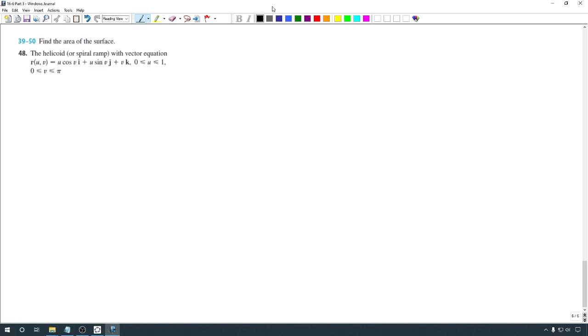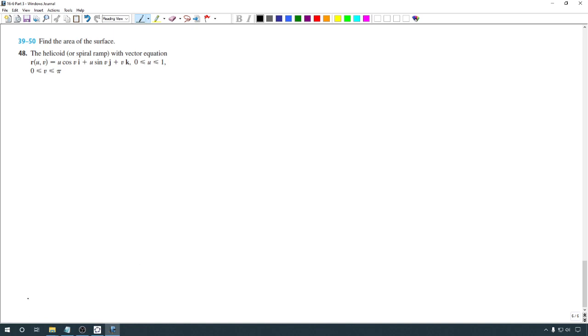Let's go ahead and apply it to something that we haven't worked with before. So here we're going to find the area of a surface. They've actually given to us the vector equation r of u,v equals u cosine v i plus u sine v j plus v k. This is what we call a helicoid.